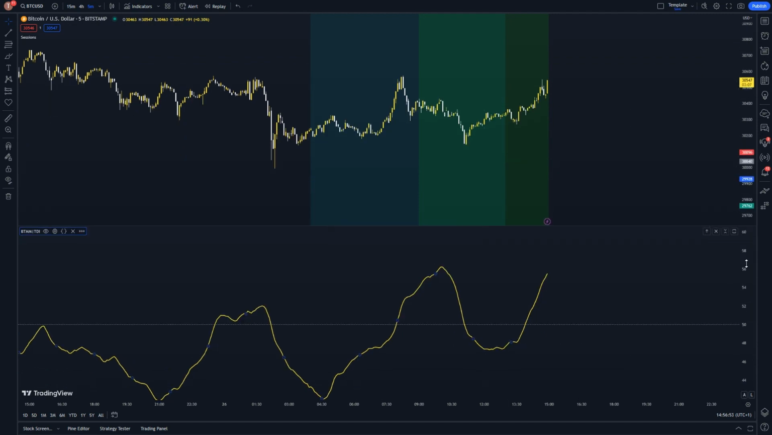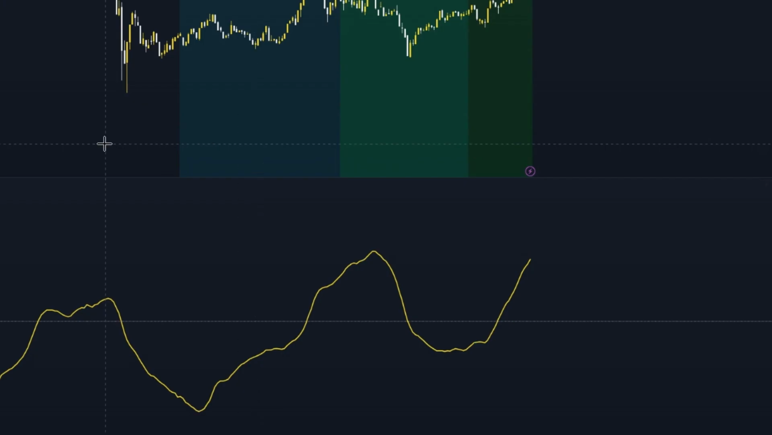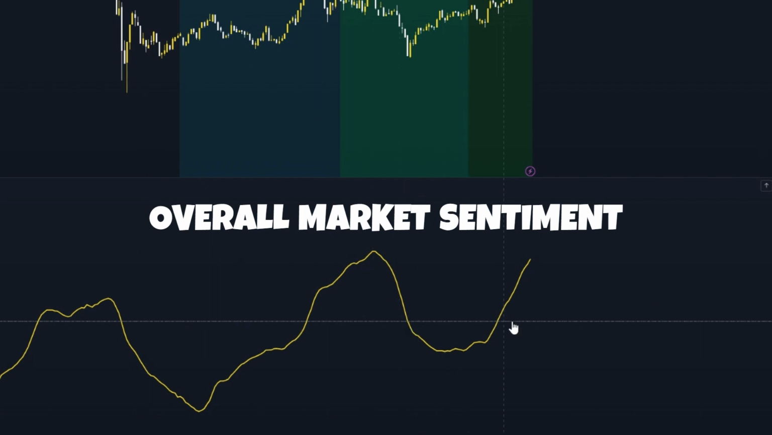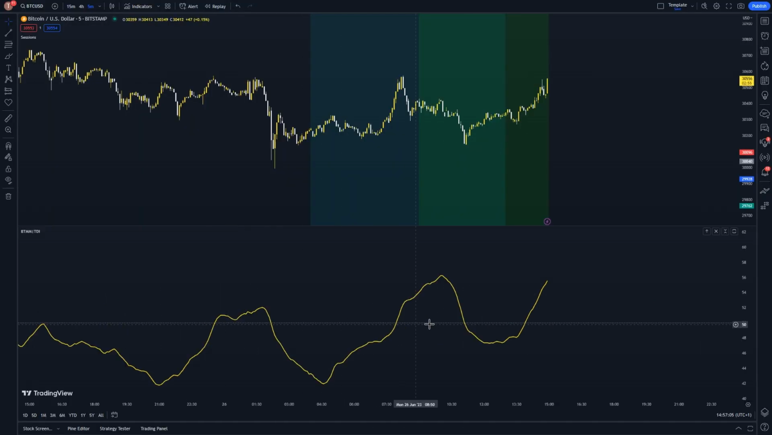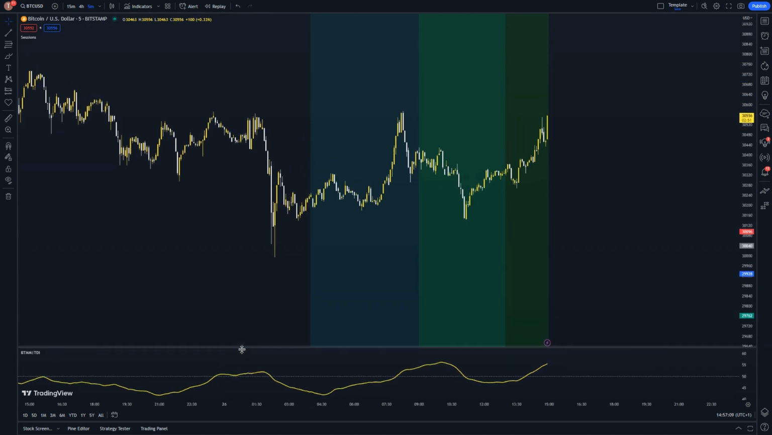Okay, so let's check out this indicator before showing what it will pair with. The yellow line is called the market baseline. We will also use the 50 level. The market baseline represents the overall market sentiment or trend direction. This will be used as confirmation on direction. Let's see what we will pair it with to strengthen the signal.